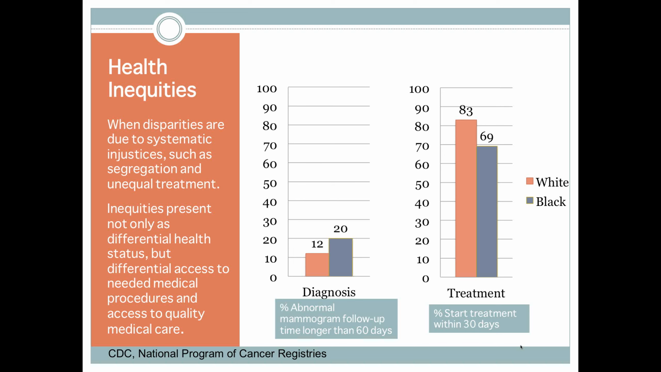The graph on the right is showing the percent starting treatment within 30 days. Again, this is a usual and customary, acceptable clinical interval between the time there is a diagnosis and when treatment should start. For whites, the percent who start treatment within 30 days is 83%. For blacks, it's 69%, showing, again, another health inequity in accessing timely treatment.